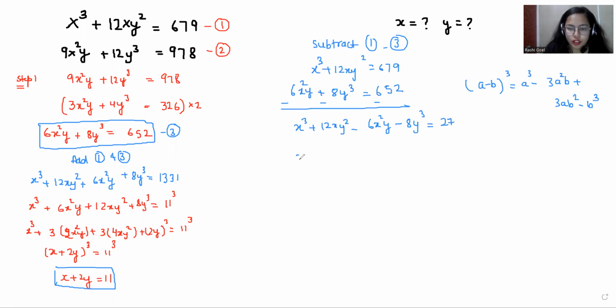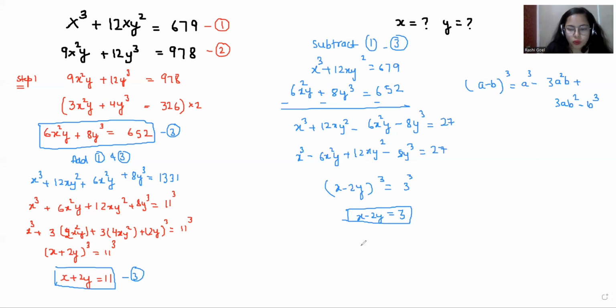So I'm changing the position of 6x square y and 12xy square: x cube minus 6x square y plus 12xy square minus 8y cube is equal to 27, or I can write this as x minus 2y whole cube is equal to 3 cube. 27 I can write as 3 cube. Both have cubes, so I can write x minus 2y is equal to 3. Now this is my next equation. This is equation number 4, and this one is equation number 5.